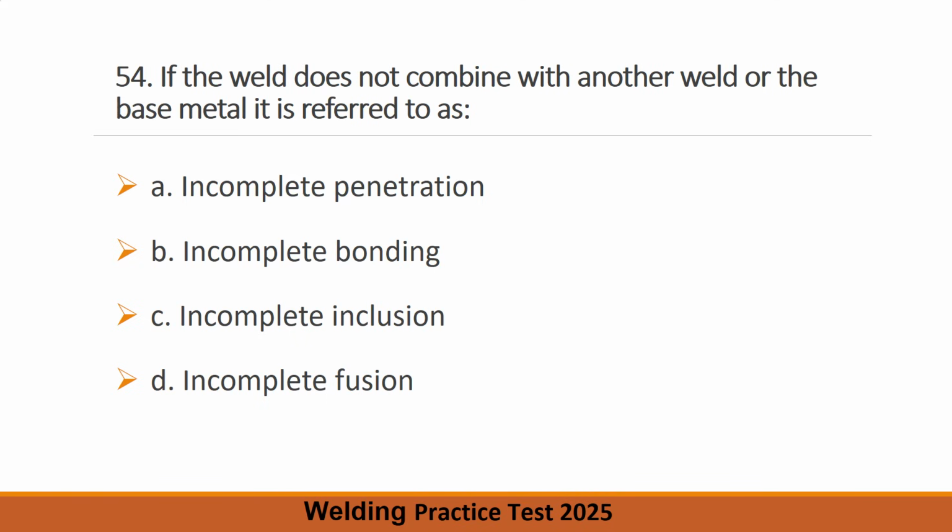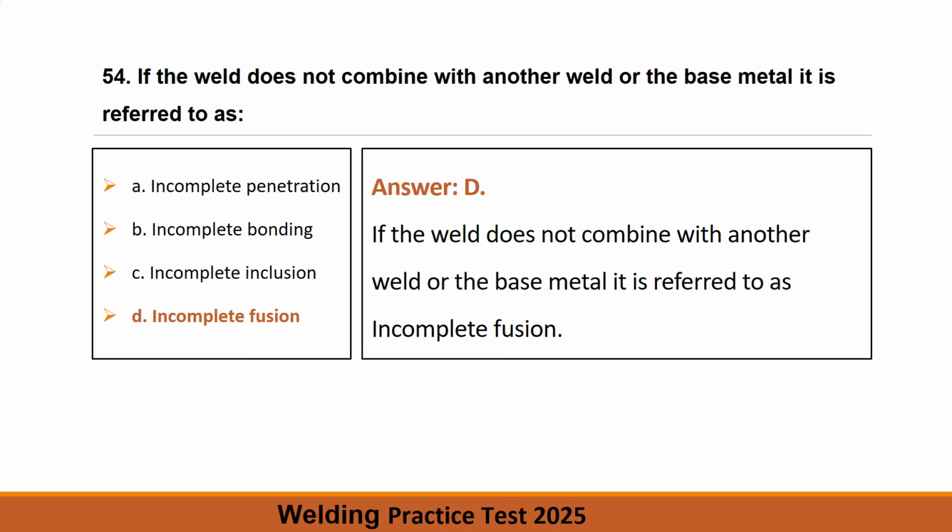54. If the weld does not combine with another weld or the base metal, it is referred to as A. Incomplete penetration. B. Incomplete bonding. C. Incomplete inclusion. D. Incomplete fusion. Answer, D. If the weld does not combine with another weld or the base metal, it is referred to as incomplete fusion.